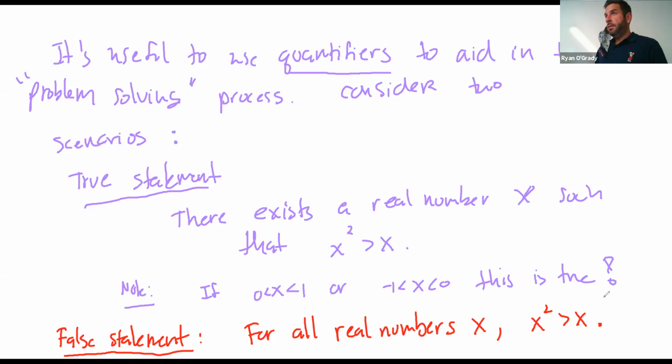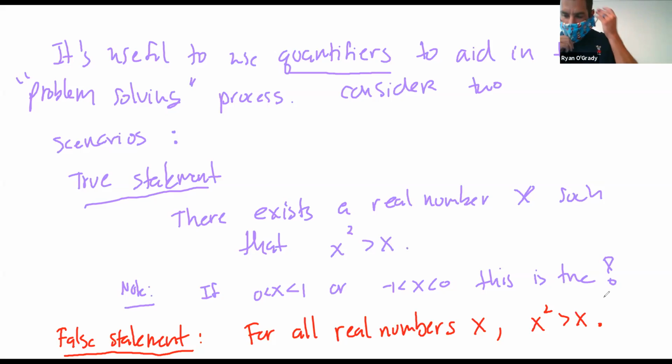I don't understand the note. Shouldn't this be false if x is between 0 and 1? No. Take the number 1/2. What's the square of 1/2? 1/4. Right? So then what should the correct thing be? This is false. Well, no, it's not. There exists a real number.